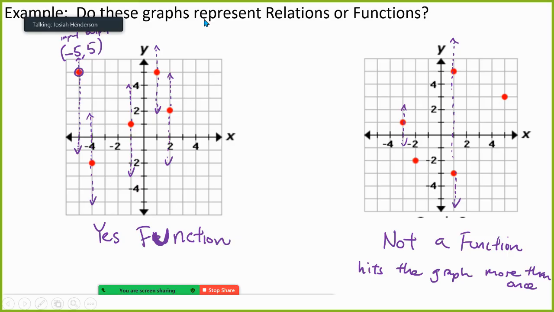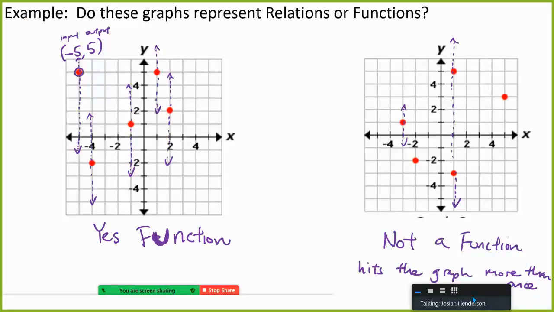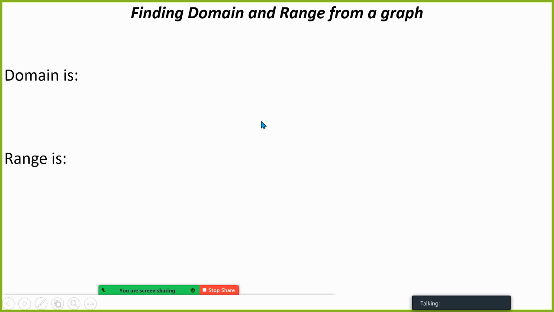Here we go. There's a little more to do still today. Now, we haven't talked about this yet. Finding domain and range from a graph. Last week we started talking about domain and range. Remember, domain is the list of all input numbers, and the range is the list of all outputs.